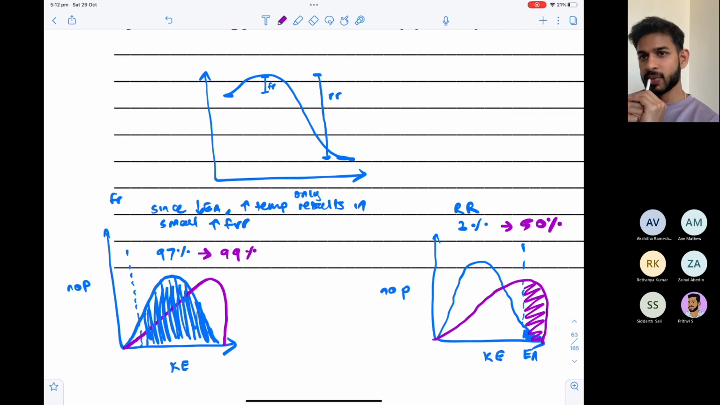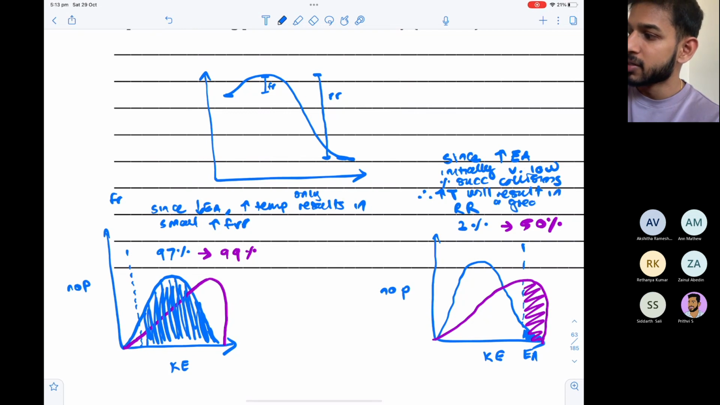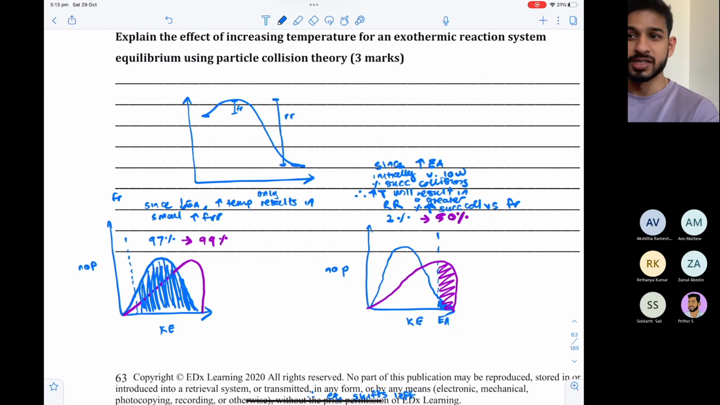Okay? So my answer according to particle collision theory would be, since the reverse reaction has a significantly greater activation energy, initially there is a very low percentage of successful collisions. Therefore, increasing temperature will result in a greater percentage increase in successful collisions versus the forward reaction. Does that make sense?